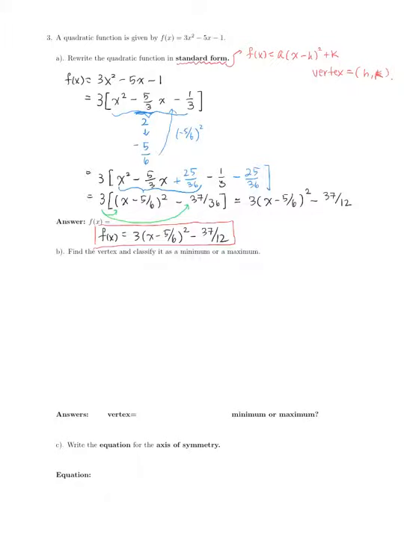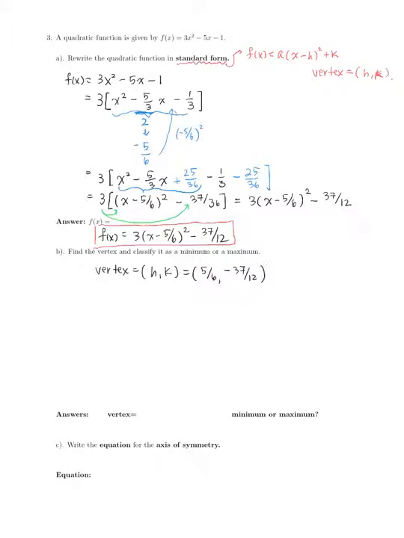All right, so now let's go with part B. Find the vertex and classify it as a minimum or a maximum. Again, please look at the formula for the vertex. Vertex is denoted by h comma k. So in this case, our h is what? 5 over 6. And then our k is negative 37 over 12. So that's going to be our vertex.